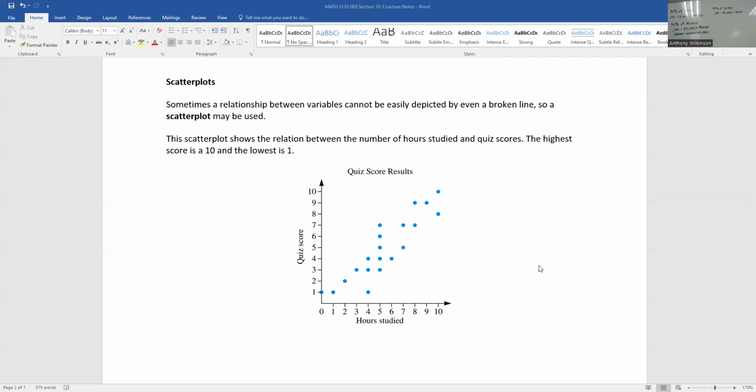And usually, the scatter plot shows a relationship between the number of hours, in this case, studied, and quiz scores. So the highest score is a 10 and the lowest is a 1. So we can find a relationship between hours studied and a student's test scores. As you can see, the more hours a student studies, the higher the test scores will be. So there's a relationship between the number of hours studied and quiz scores.